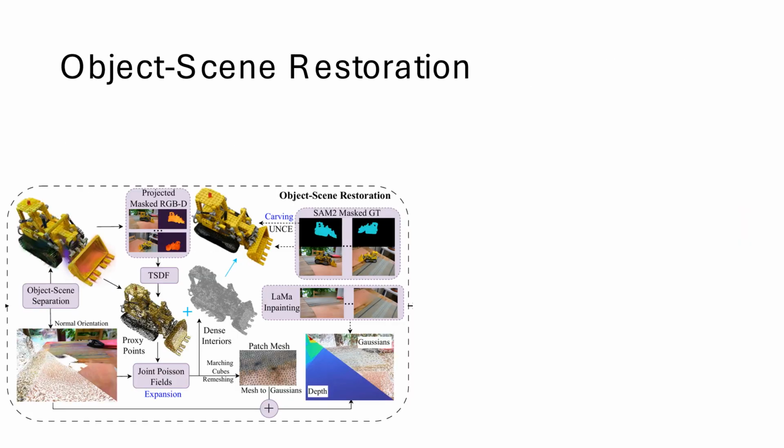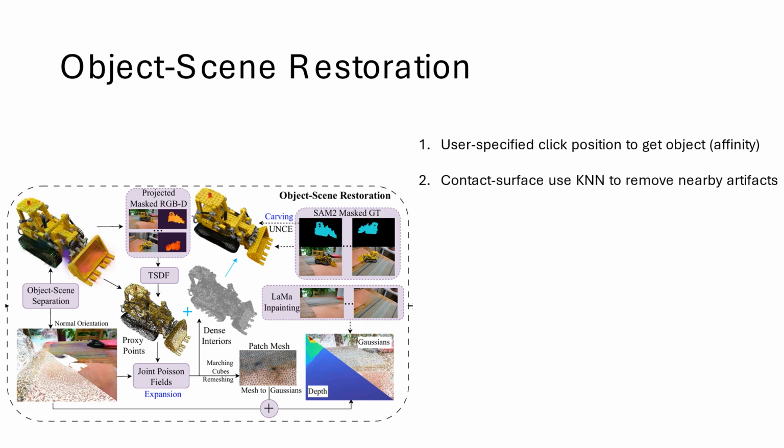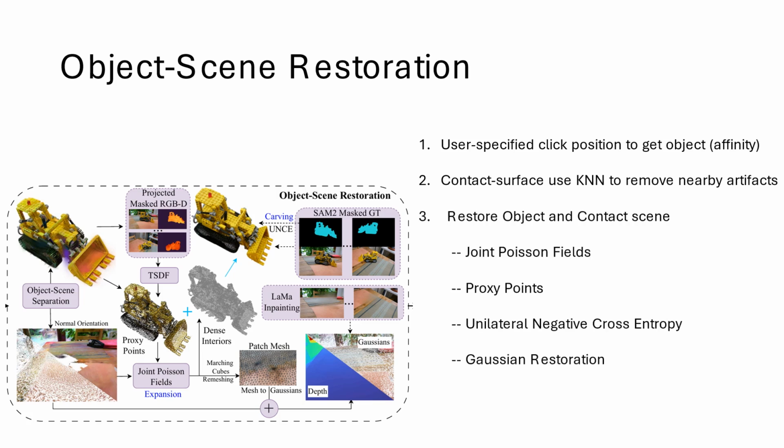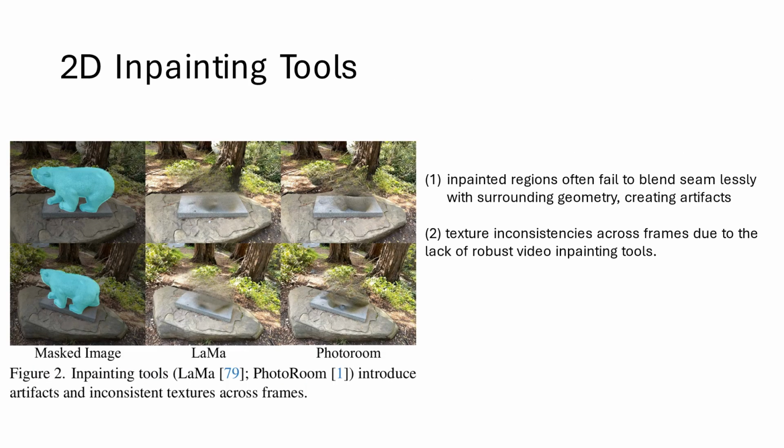And then the second step is object-scene restoration. We first use the user-specified click position to get the object. Then for the context scene, we sometimes need to use KNN to remove nearby artifacts. The last important step is to restore both the object and the context scene. Here we use joint point fields, proxy points, and unitary negative cross entropy and Gaussian restoration. If you have any questions, let's go to the next slides for the details.